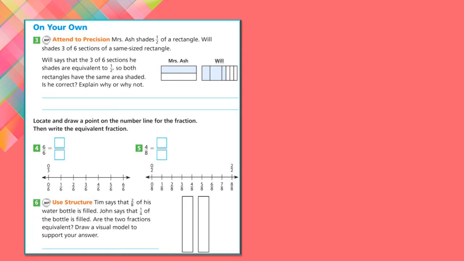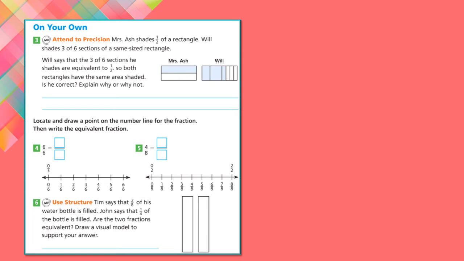Mrs. Ash shades half of a rectangle. Will shades 3 of 6 sections of the same size rectangle. Will says that the 3 of 6 sections he shades are equivalent to 1/2. So both rectangles have the same area shaded. Is he correct? Explain why or why not.